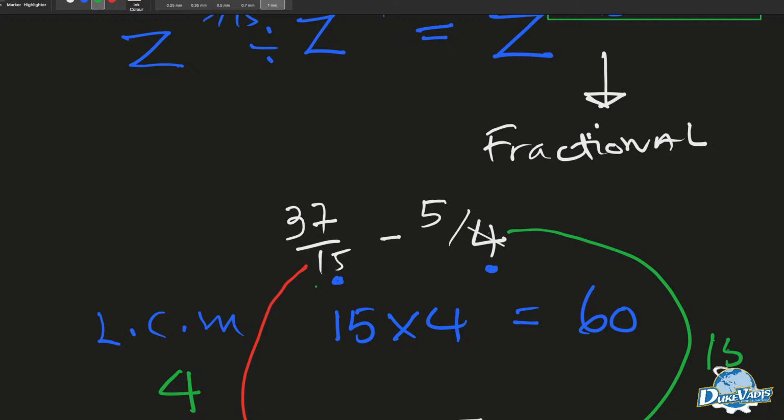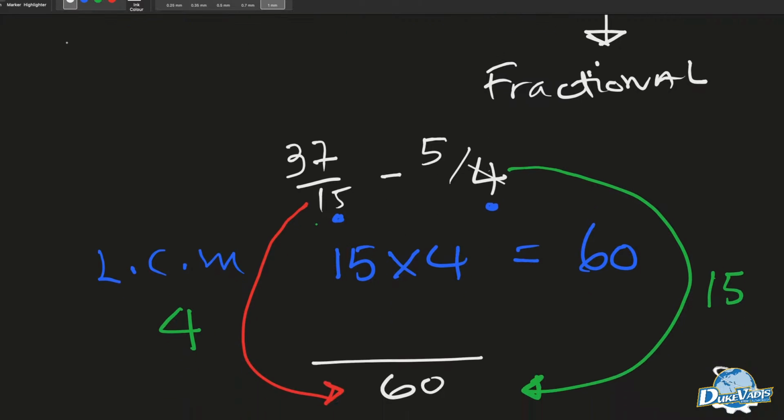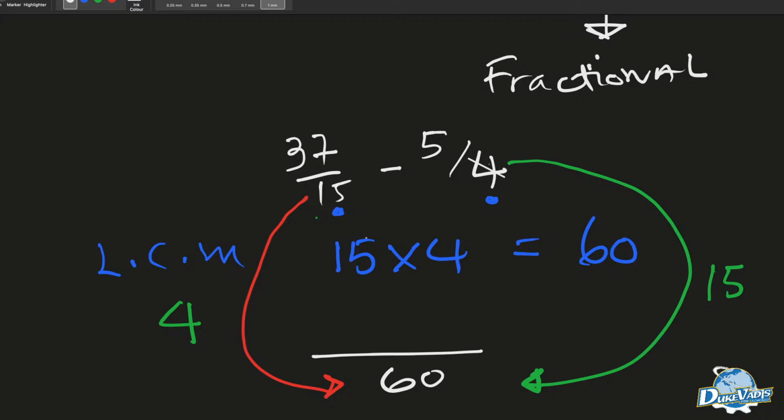You see? So now we know that our expression has become so much easier for us to solve. Now 15 goes here 4 times, so this is going to be in brackets. This will be 37 multiplying the 4.